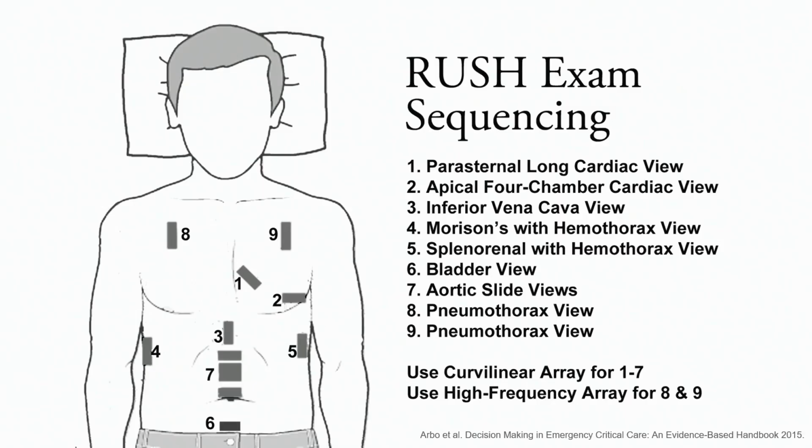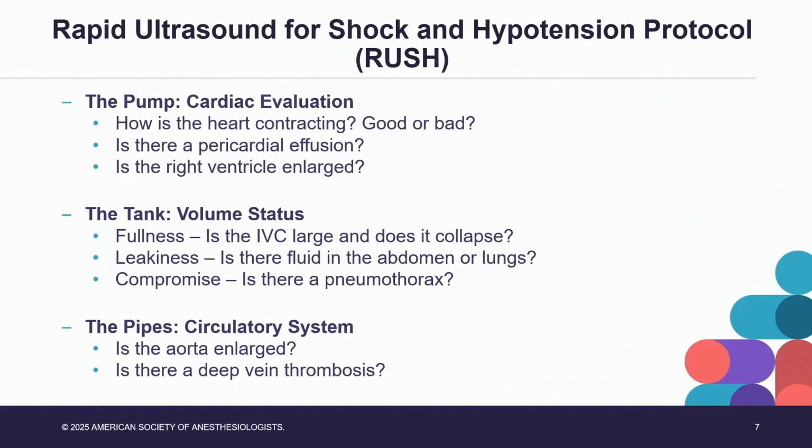I often start off with the cardiac view, here in one, parasternal long and short, followed by an apical and a subxiphoid. Then you could move on to the FAST exam, which would be the right upper quadrant, left upper quadrant, bladder views, an aorta exam, and then ending with a pneumothorax evaluation at points 8 and 9. So again, these are the three questions.